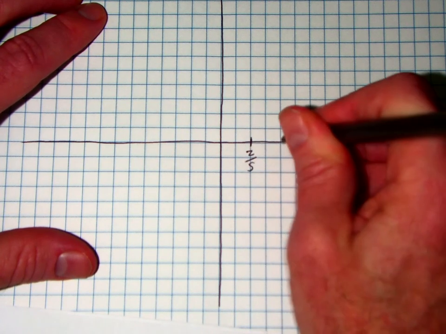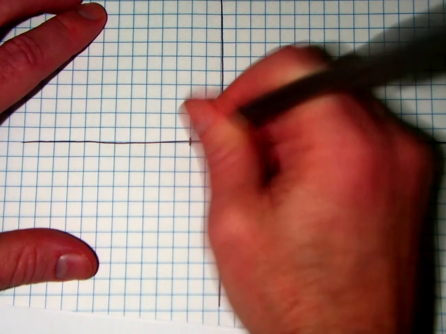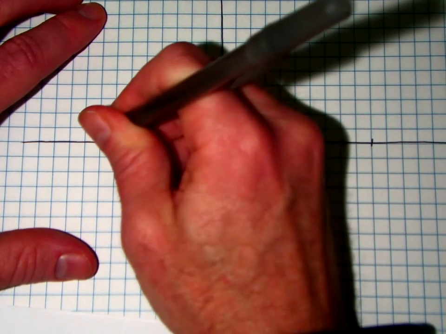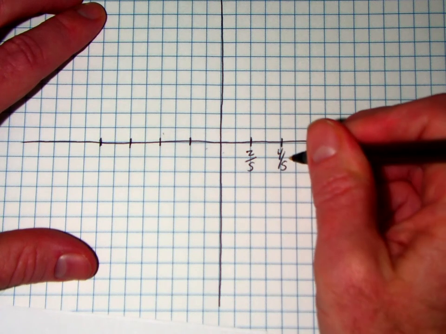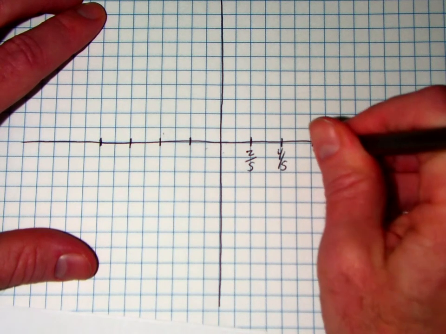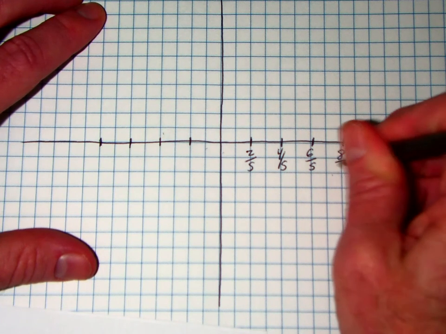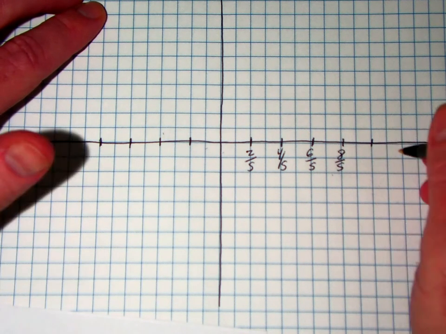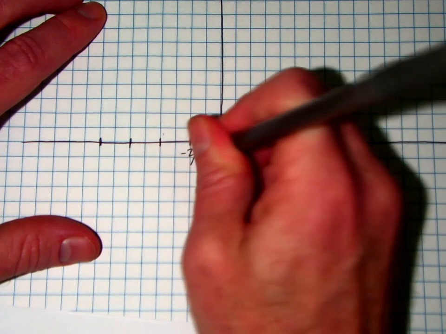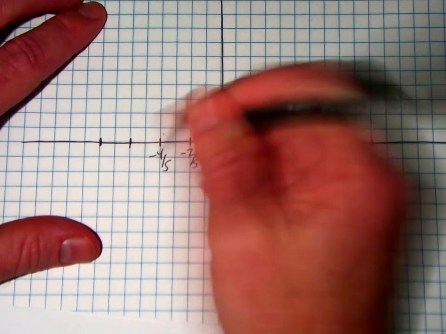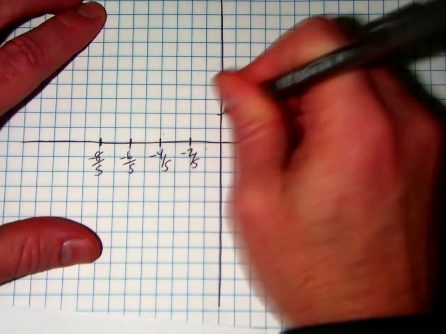Think to yourself for a minute, what would the next lines be? So 2 over 5, 4 over 5, 6 over 5, 8 over 5, and then 10 over 5, which is just 2. And I can go backwards. And my y-axis always is going to be 1, 2, 3.